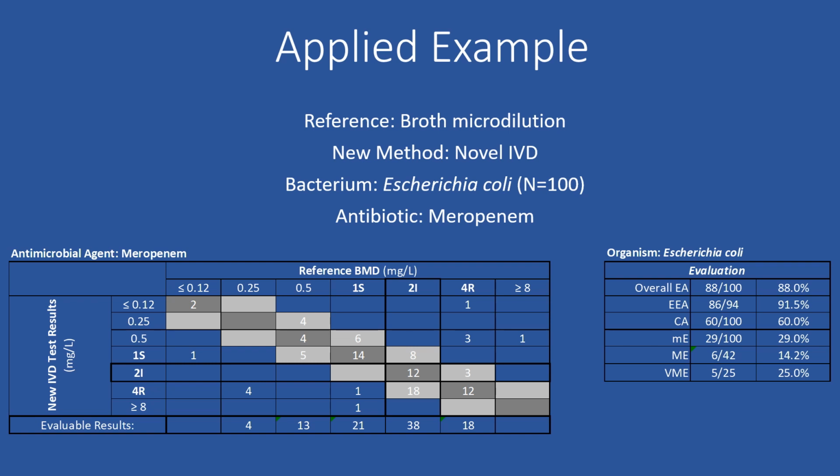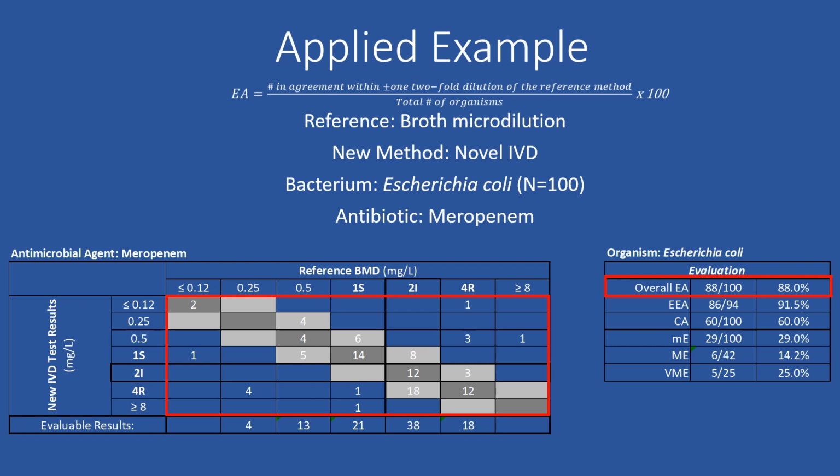Underneath this diagram is the total number of evaluable results summed up for each of the available columns. I'll discuss this more later on in the presentation. In the table to the right below the organism are the summary results. We will go over each of these results one at a time in the coming slides.